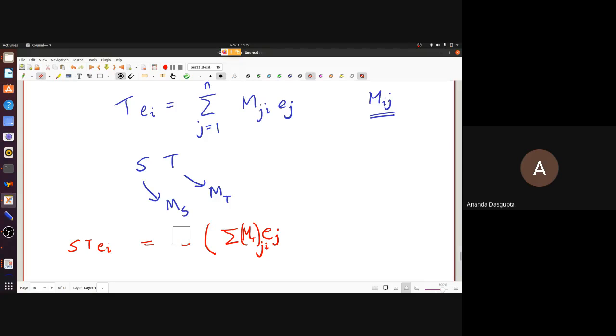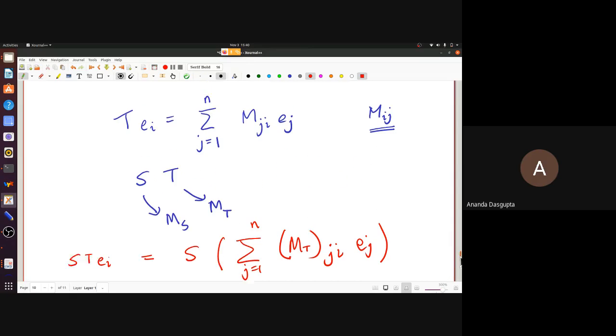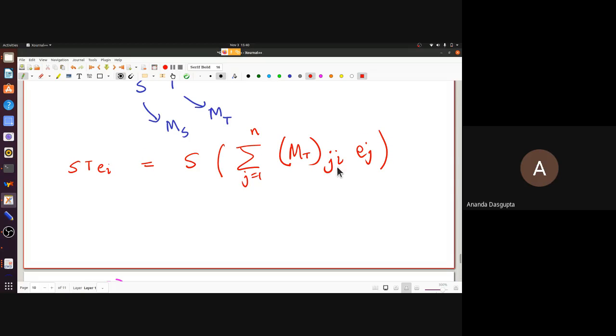Okay, let me just write this again so that you can see this a bit more clearly. This is S, the linear operator acting on T e_i, and T e_i, of course, by the rule that we have written down, is the sum of M_T ji e_j, j going from 1 to n. Now, this of course was your question: why M_T ji and why not M_T ij? But let us for the time being stick to the rule. The rule is M_T ji, and see what consequences it has.